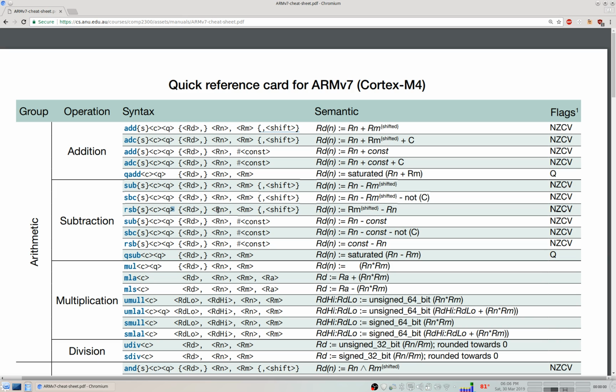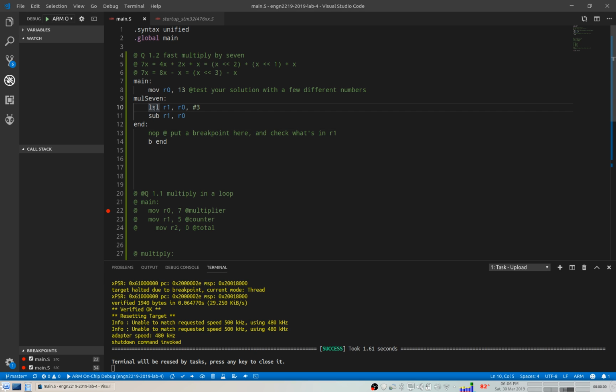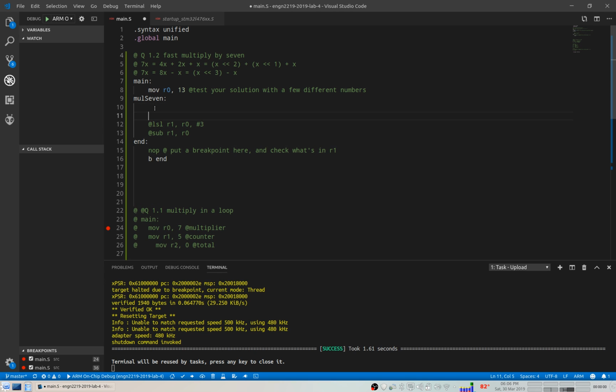So what is it doing? You give it a register RN and a register RM. It shifts the second register and then subtracts from it the first register and stores it in the destination. And that's what we want. So we can use this command. So we can replace these 2 instructions here with one single instruction.